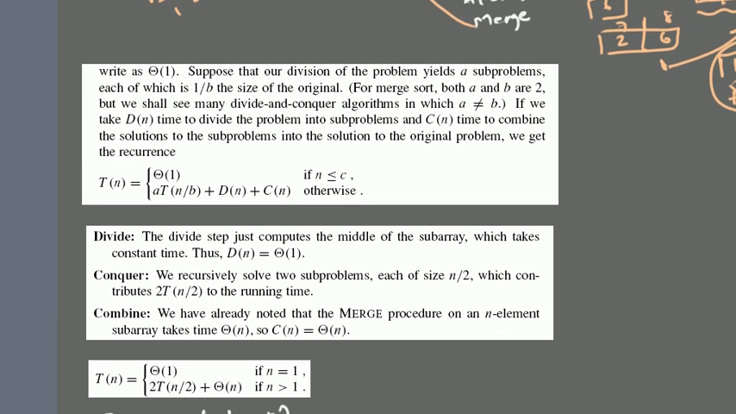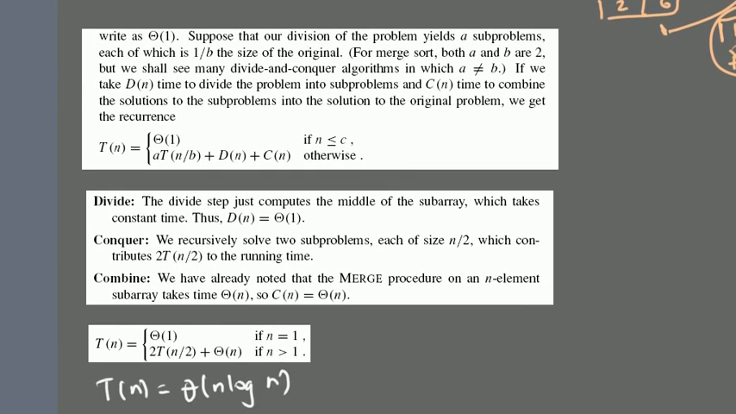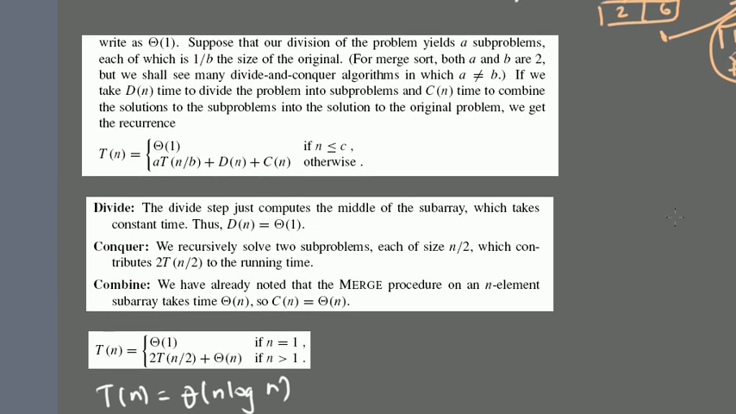Alright, so how do you analyze such kind of divide and conquer algorithms? Now suppose that our design of the problem yields a subproblems, each one of which is 1 by b the original size. Now how do you analyze it?